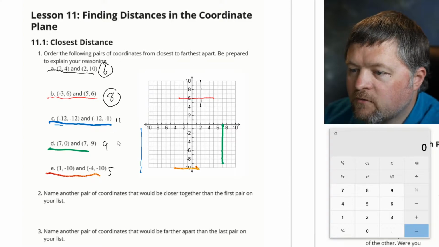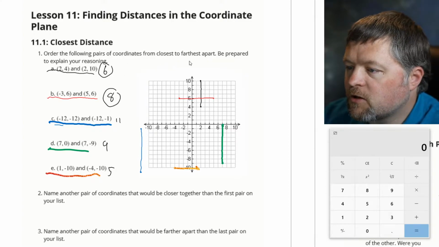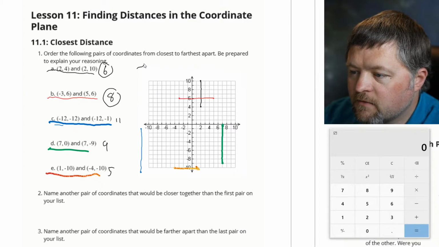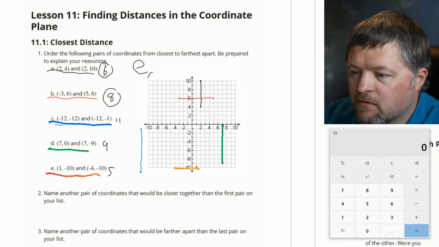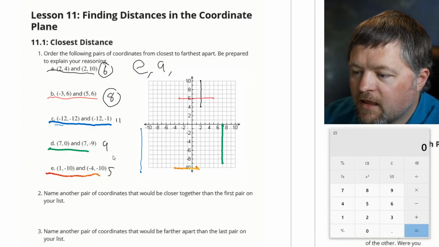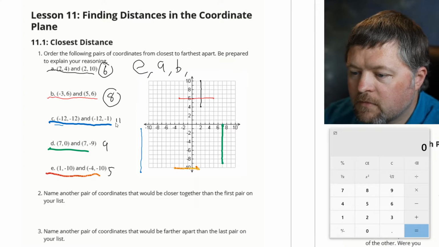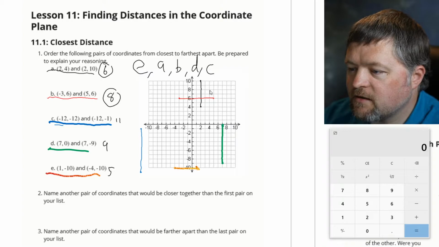So now, order them from closest to farthest apart. Which one is closest? E. Then A. Then B. Then D. And then C.